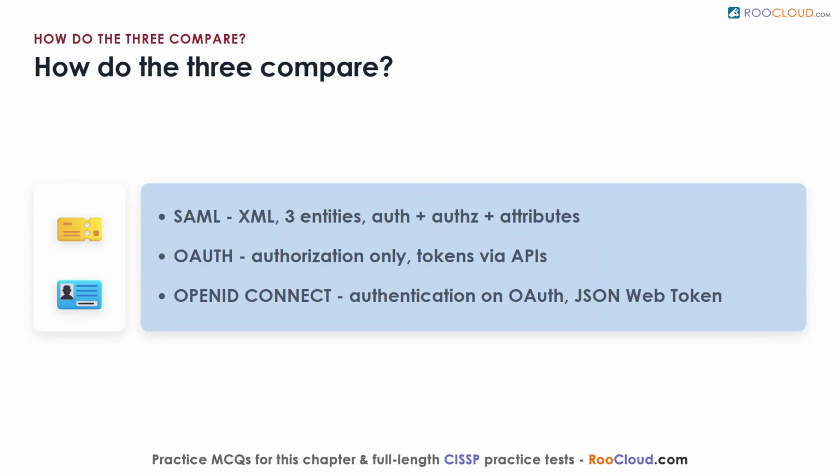How does SAML, OAuth, and OpenID Connect compare? SAML is the XML-based standard with 3 entities, delivering authentication, authorization, and attributes, and it shines for browser single sign-on between organizations. OAuth is a pure authorization framework that trades tokens through application interfaces, so an app can act for you without your password. OpenID Connect sits on top of OAuth, adds real authentication, and carries a JSON web token as its identity proof. If you remember one line each, that is your exam anchor: assertions, authorization only, and authentication layered on OAuth.